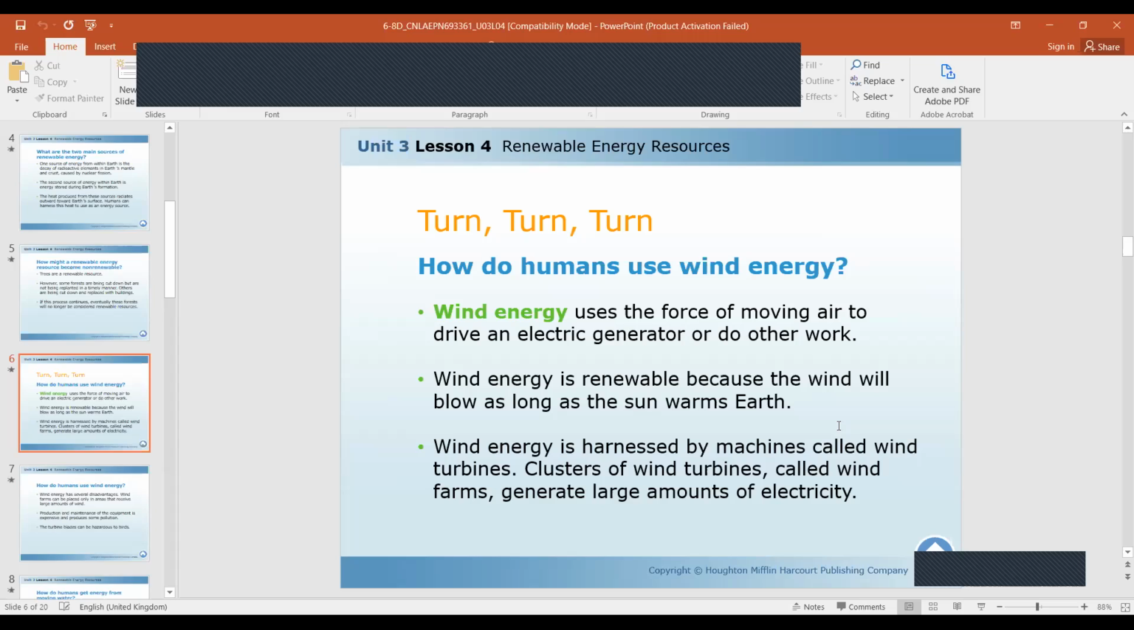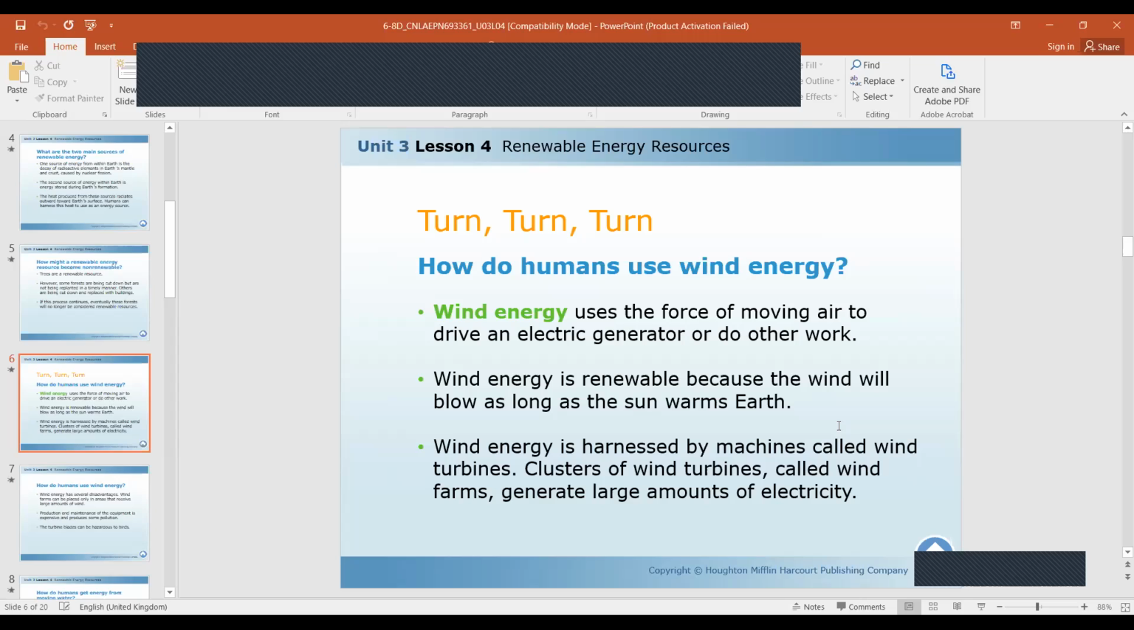And why is it called a renewable resource? Because wind will blow as long as the sun warms earth. Because of the sun warming the earth, the fluctuations will lead to wind. Yes, continuation.